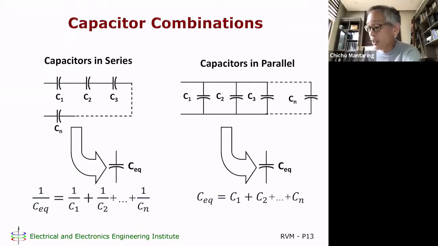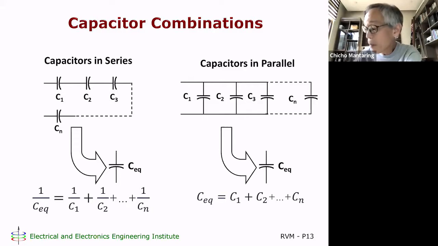Okay, capacitor combinations. So this is very easy for you to derive. If you have capacitors in series, 1 over the equivalent capacitance is equal to the summation of 1 over each individual capacitance. No? 1 over CEQ is equal to 1 over C1 plus 1 over C2 plus 1 over Cn. So this looks like resistors in parallel, di ba?